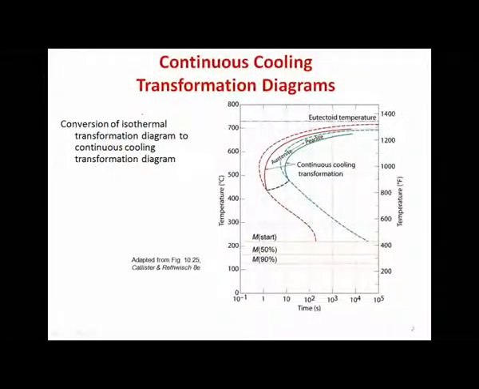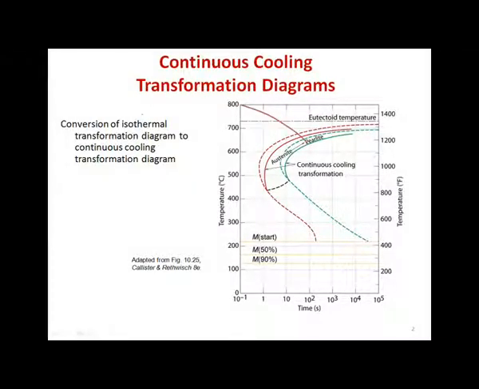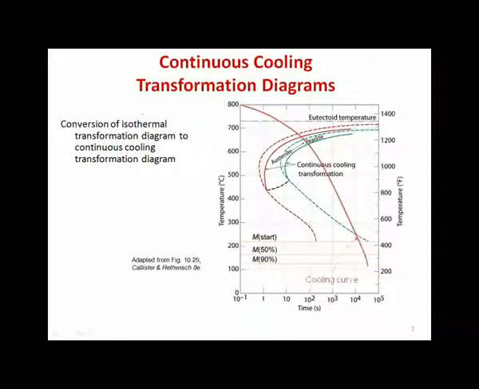Picking up where we left off on Monday. Continuous cooling transformation diagram. The only change here is that we showed that a continuous cooling, a steady cooling rate, will produce a curved line on our TTT diagrams. And so when we have a continuous cooling situation, the nose of that curve shifts a little bit toward the right.